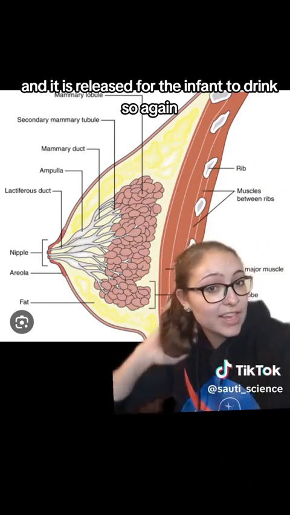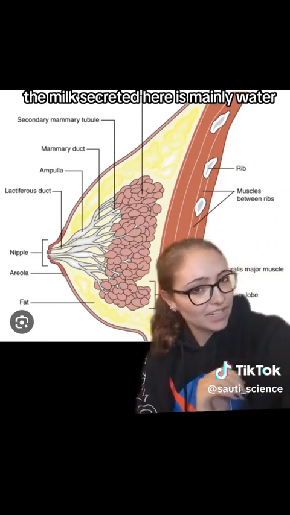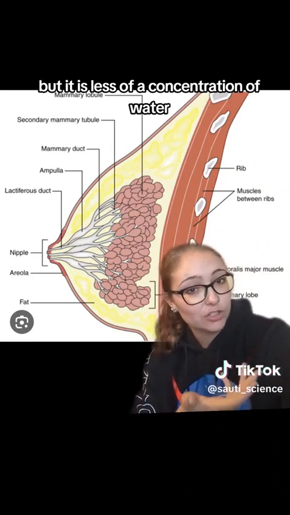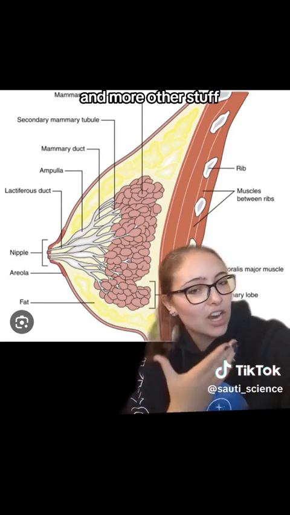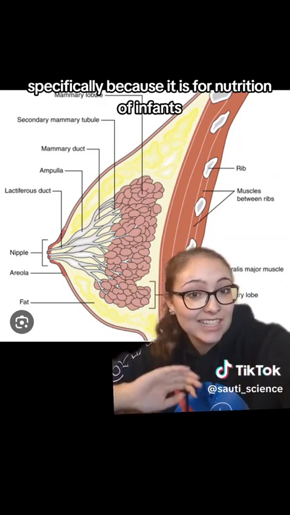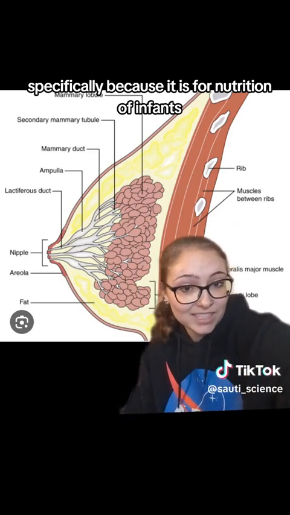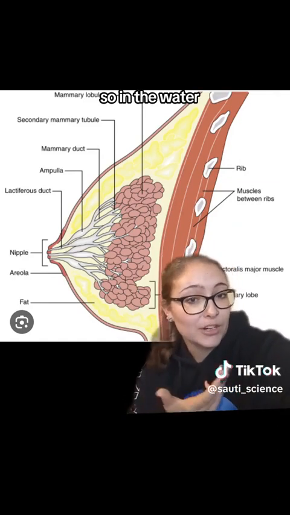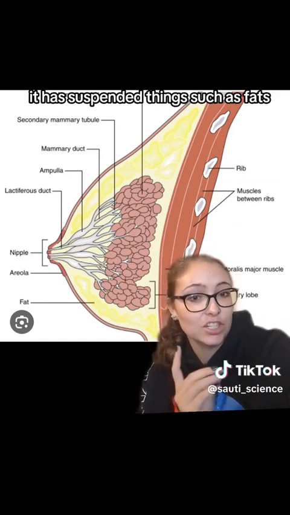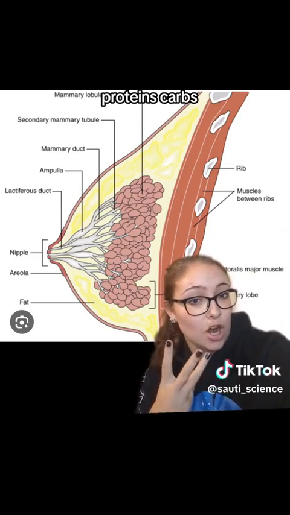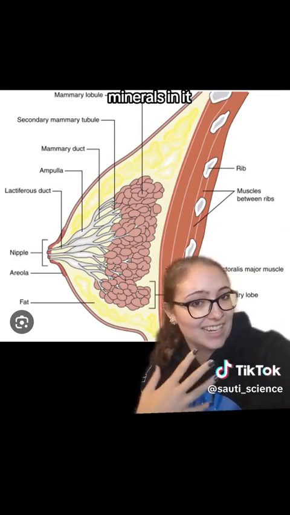So again, the milk secreted here is mainly water, but it is less of a concentration of water and more other stuff, specifically because it is for nutrition of infants. So in the water, it has suspended things such as fats, proteins, carbs, and minerals in it.